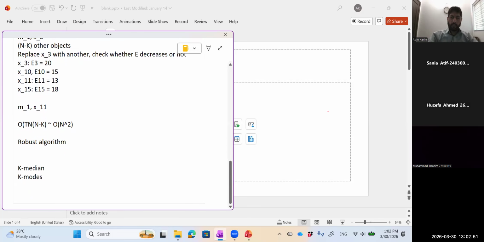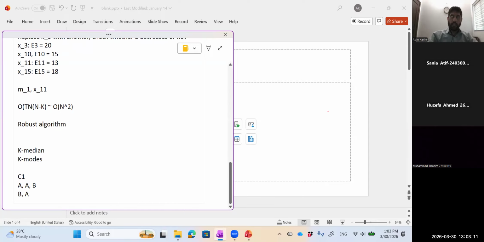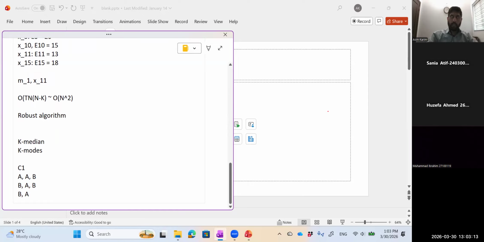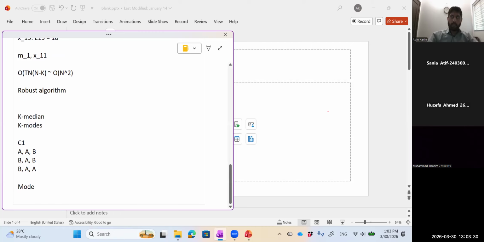ठीक है. So for example, let's say आपके पास एक data set है. Let's say I'm talking about a particular cluster C1. तीन attributes हैं, A और B. मतलब three attributes हैं. पहले की value A है, दूसरे की A है, तीसरे की B है, और फिर B है और A है और B है, और फिर B है और A है, और let's say A है. So what would be the mode for this? So पहले का most frequent occurring value is B. So mode would be B.